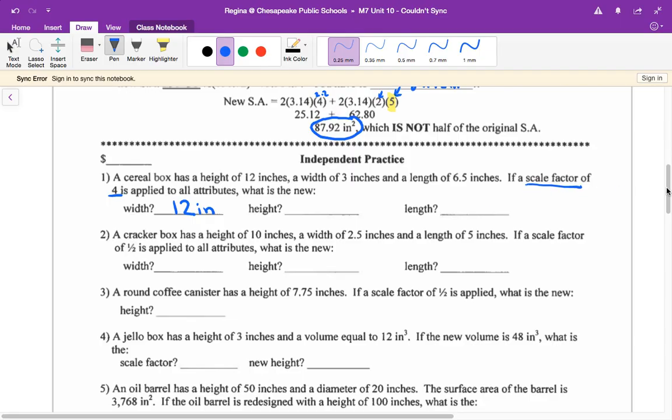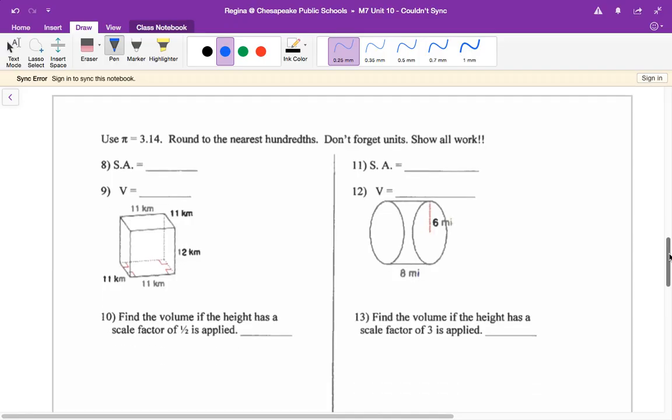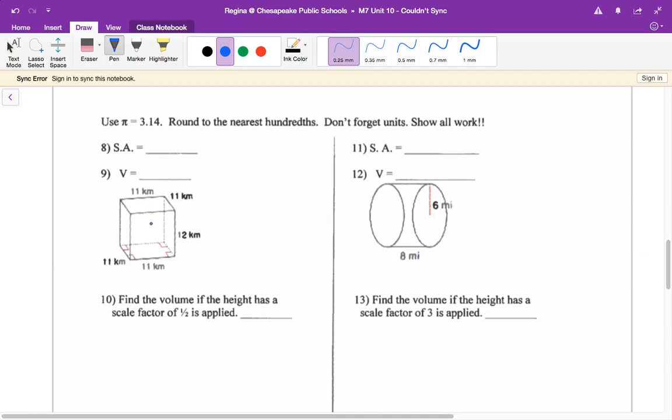Then when you get over to the back, you're going to find the volume of the original shape. They gave us a rectangular prism right here. You're going to find the volume of that rectangular prism and write it here. You've got room right here to show your work. Then they want us to find the volume if the height has a scale factor of 1/2 applied. You don't have to start all over again. Remember, for volume, it's very easy. You go back up here to your volume, cut it in half, divide it by 2, and you have your answer.